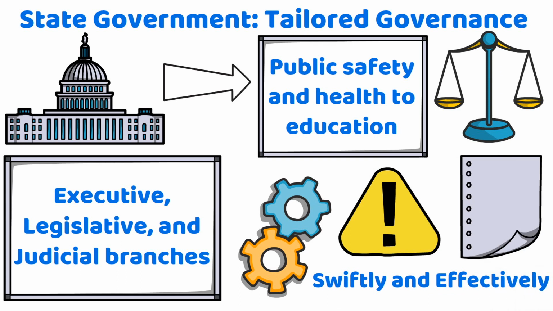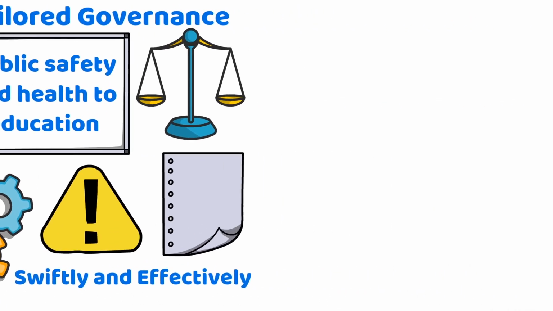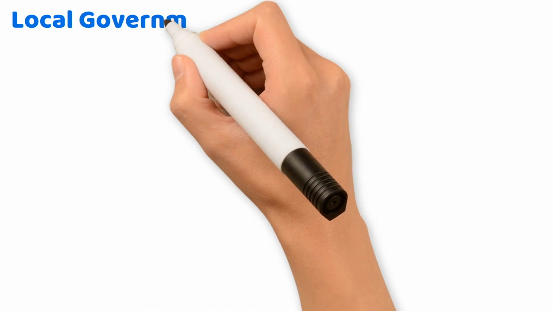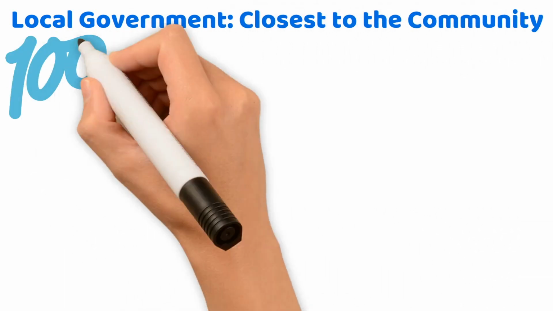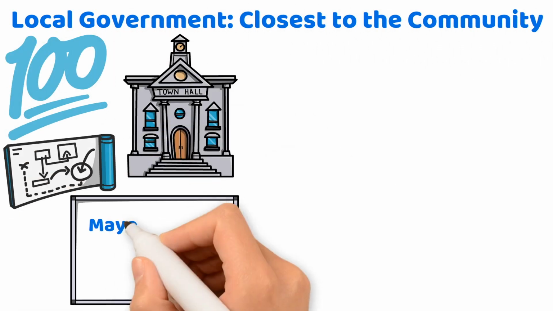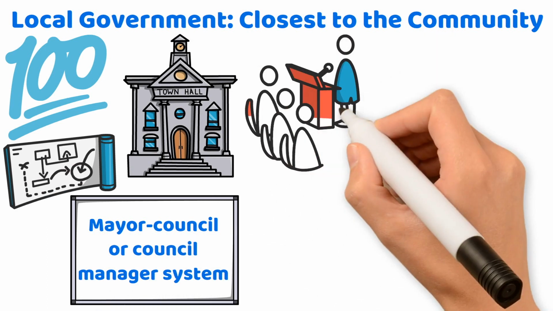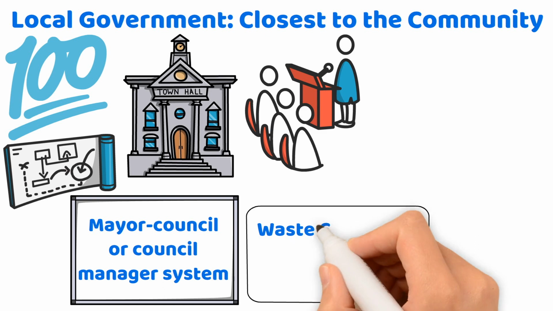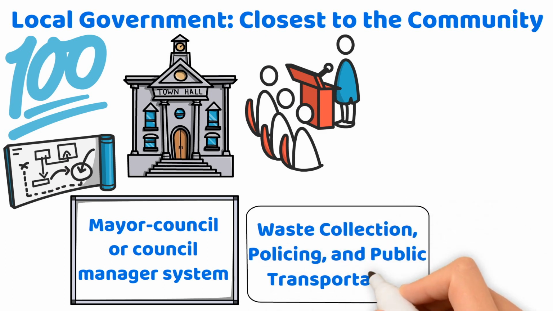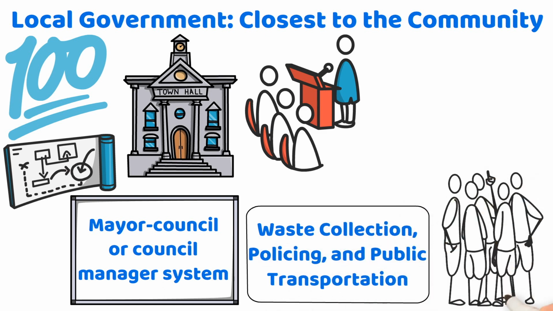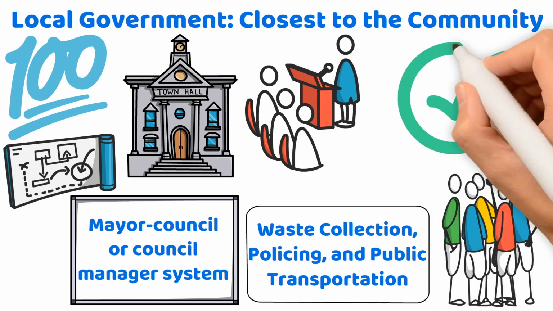Local government, closest to the community. On the most accessible level, we have local government. The structure here can vary significantly, but often includes a mayor-council or council-manager system. Local governments deal with day-to-day community services like waste collection, policing, and public transportation. Their direct impact on citizens' daily lives makes them a crucial layer of governance.